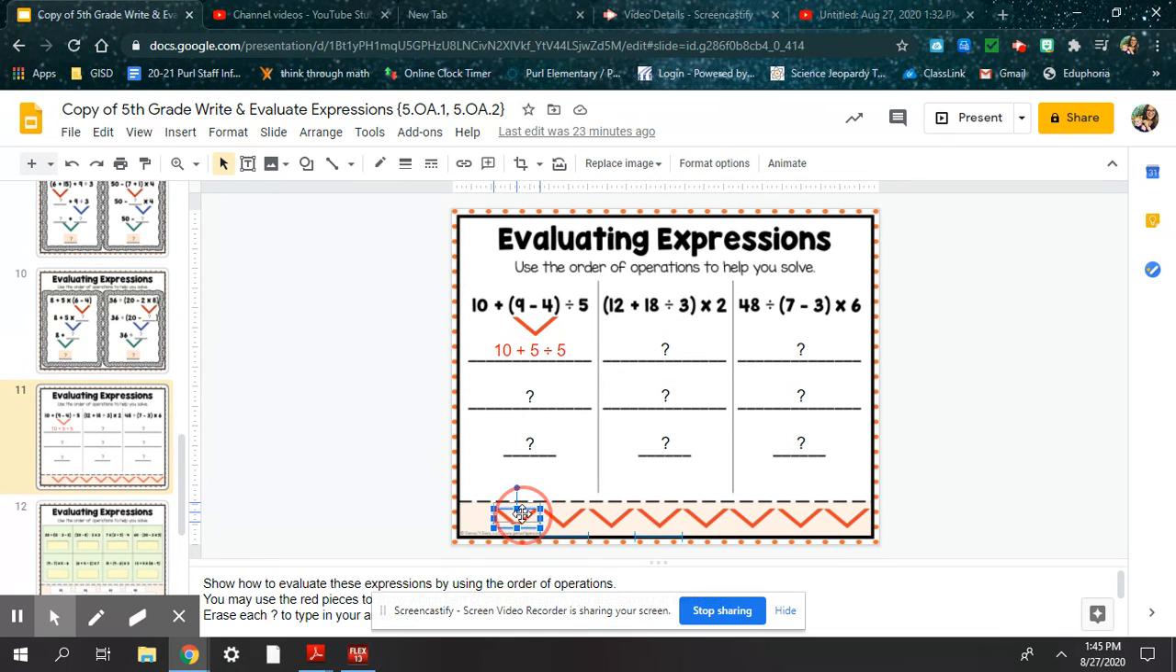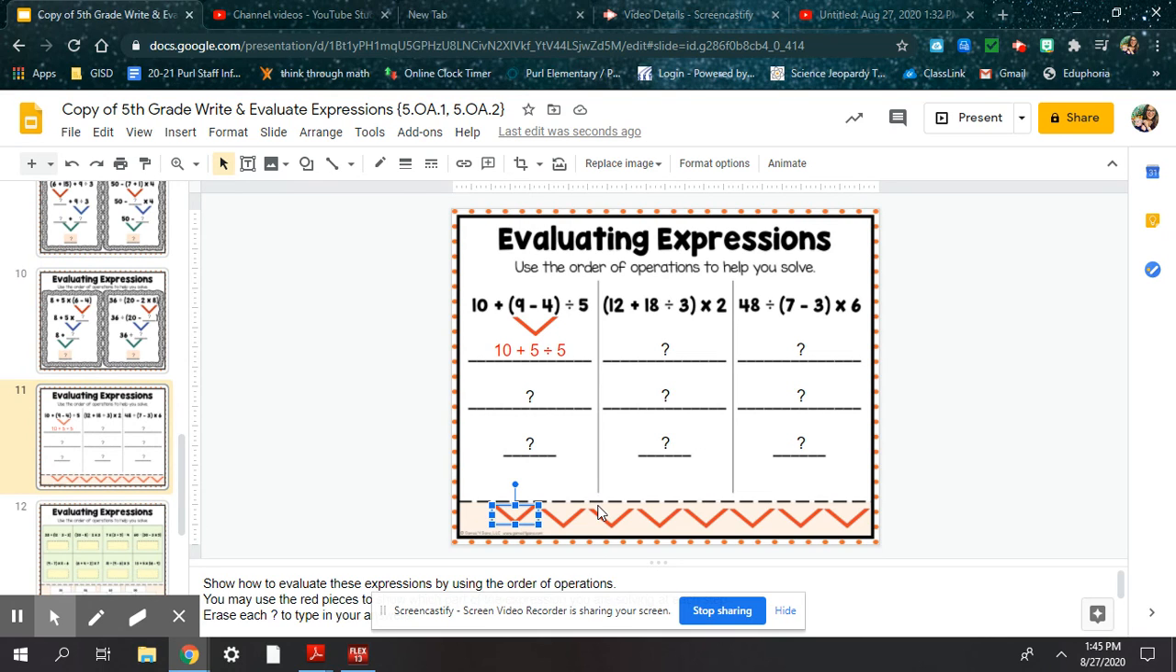Now, I really, really want you to pay attention to the middle one. You're going to notice you have your parentheses here. So inside of here, which one are you going to do first? Because you have addition and then you have division. Inside of your grouping symbols, which one am I going to do first? Make sure you pay very close attention to that.